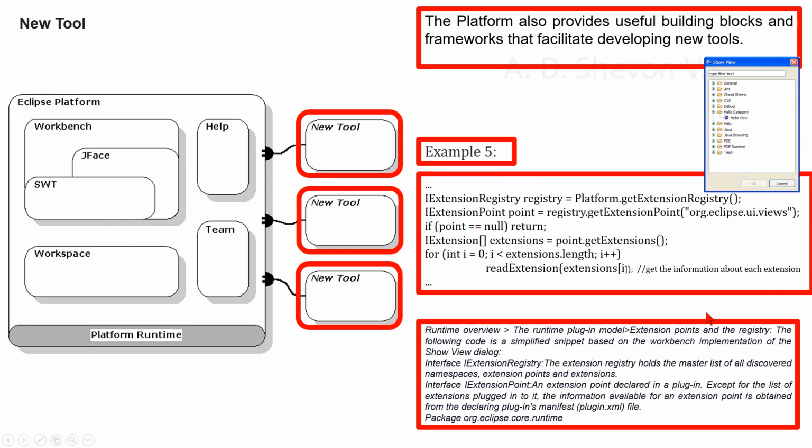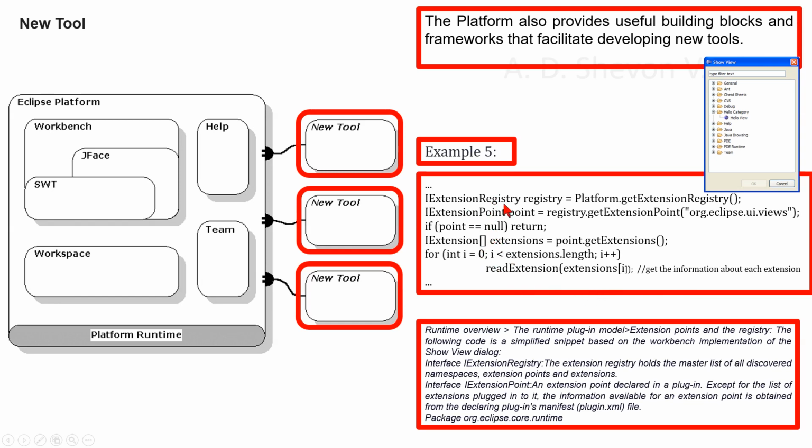Now we are considering extension points and the registry in the runtime plugin model and runtime overview. The following code is a simplified snippet based on the workbench implementation of the Show View dialog.